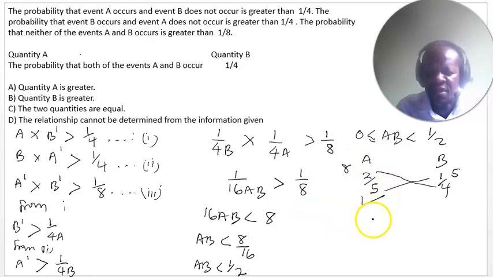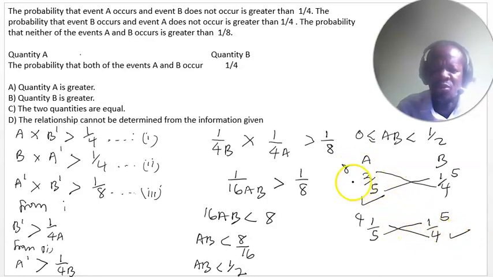Another example we can pick is 1 over 5. So let's compare that to 1 over 4 for B. So this is 4, this is 5. You can see very quickly that in this case, B is greater. In the first case, A is greater. In the second case, B is greater. So because we don't have a definite value in comparison to quantity B, our answer is the relationship cannot be determined from the information given. So this is the answer.